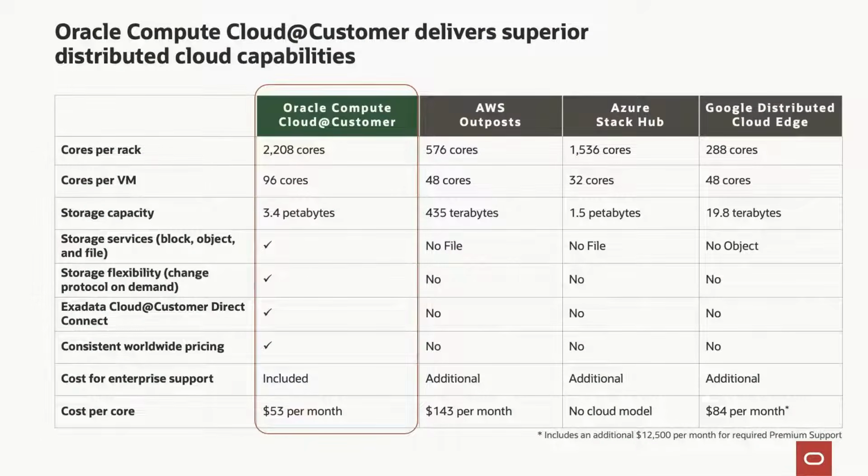Now, there are some competing products. Sometimes we hear about AWS Outposts or Azure. Every once in a while, we might hear about Google's offering. Oracle Compute Cloud at Customer scales larger in both compute and storage. It costs much less than the competitors. Let's look at AWS Outposts. They scale only up to 576 cores. It only scales up to 435 terabytes. It costs $143 per month. That's very expensive. Azure scales up higher than AWS, but still only 1,500 cores. They only scale up to 1.5 petabytes.